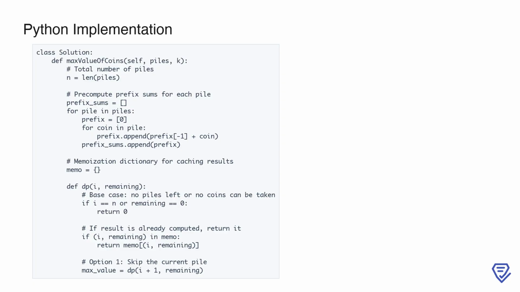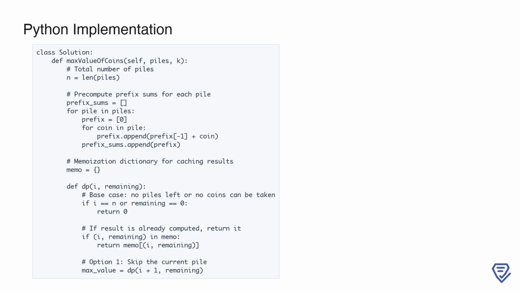The prefix sums allow us to quickly calculate the total value of taking a specific number of coins from a pile. For each pile, we initialize a prefix list with 0, and as we iterate through the coins in the pile, we append the cumulative sum of coins to this list. These prefix sums are stored in a list called prefix_sums.